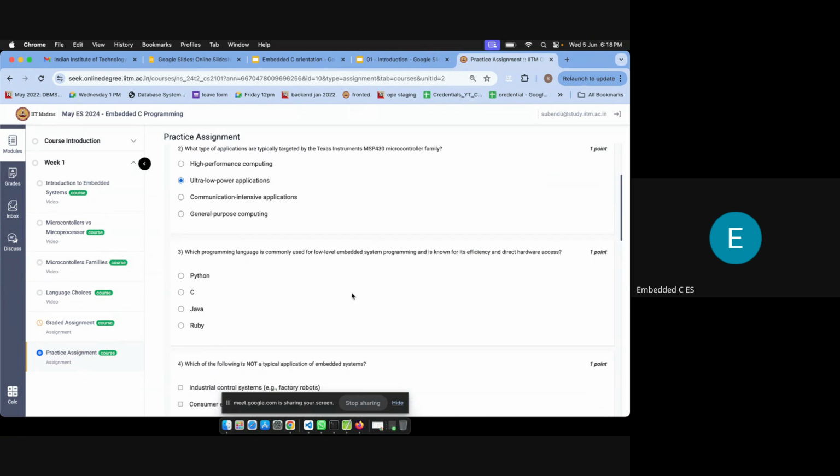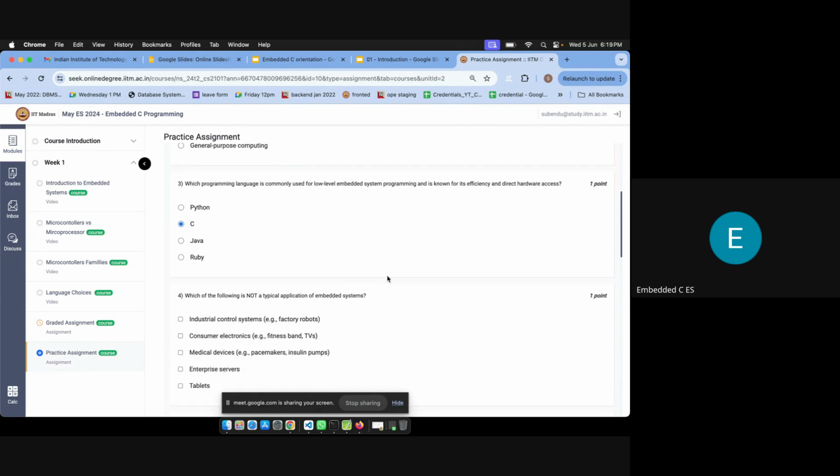The third question is: which programming language is commonly used for low level embedded system programming and is known for its efficiency and direct hardware access? The options given are Python, C, Java, and Ruby. You know that for embedded system programming, we mostly use C. So the correct option is C. Python is a high level language, Java is also a high level language.